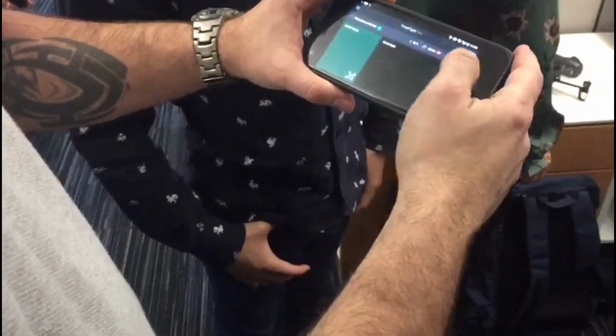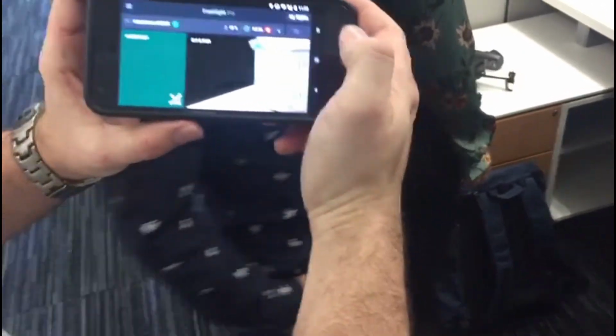Can you see the camera? Sure, 1 second. Yep, we have it. Okay. Yep, we have the drone.